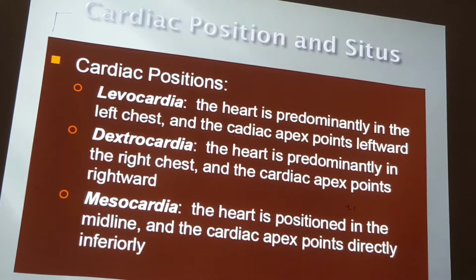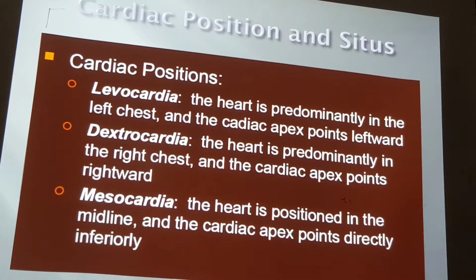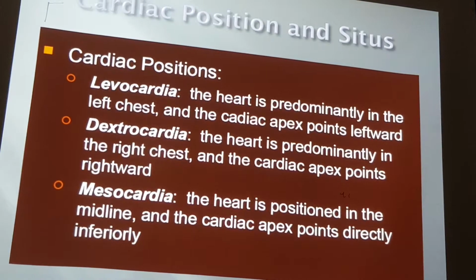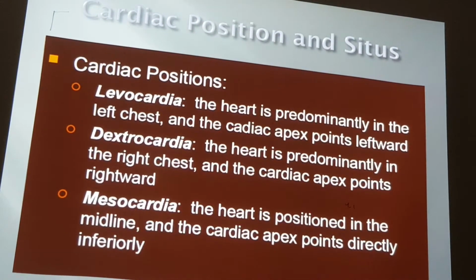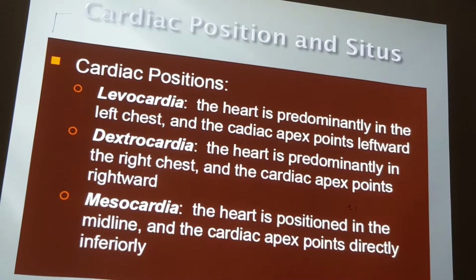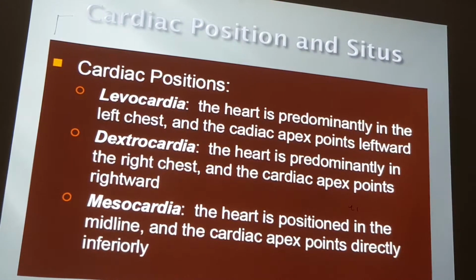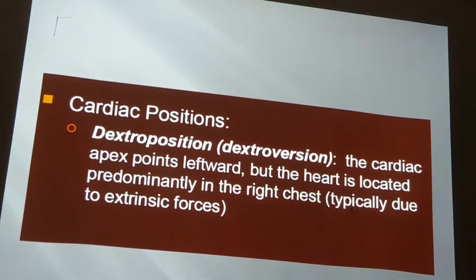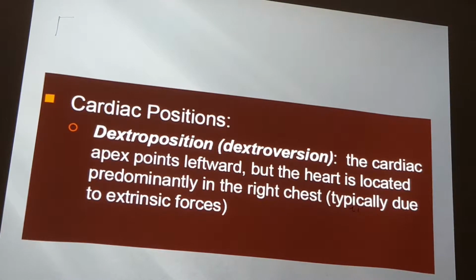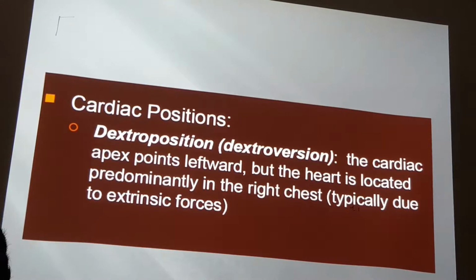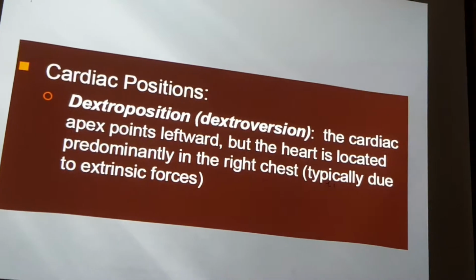So cardiac position, you should know these things also. When we say levocardia, the heart is predominantly in the left chest, and the cardiac apex points leftwards. That's the normal levocardia. Dextrocardia, the heart is predominantly in the right chest, and the cardiac apex points rightward. While mesocardia, the heart is positioned in the midline, and the cardiac apex points directly inferiorly. There's also such a thing as dextroposition or dextroversion, where the cardiac apex points leftward, but the heart is located predominantly in the right chest, typically due to extrinsic causes.